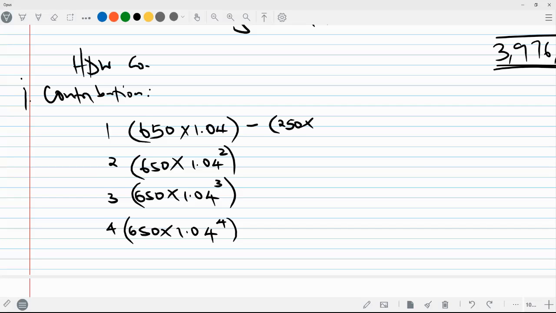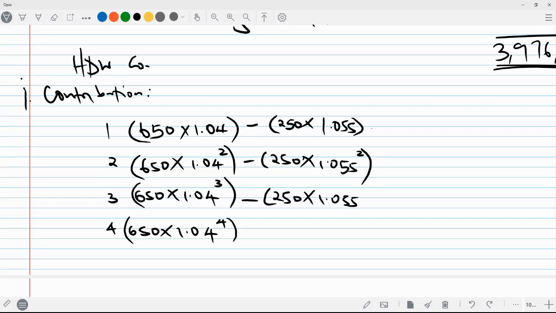We've been told the variable cost increases by 5.5%. So year one is 250 times 1.055, year two is 250 times 1.055 squared, year 3 is 250 times 1.055 to the power of 3, three years later, and year 4 is to the power of 4. Then that's the contribution per unit.